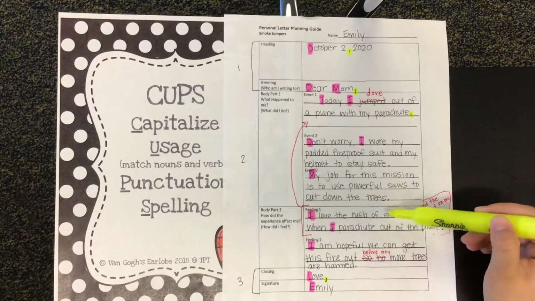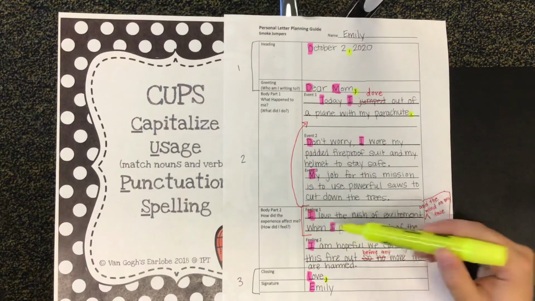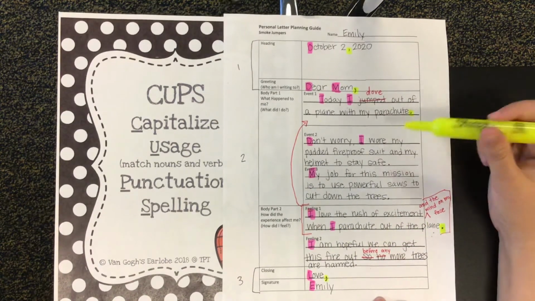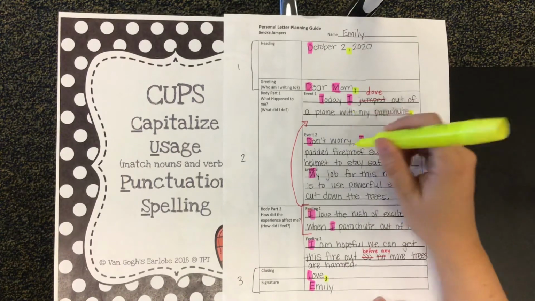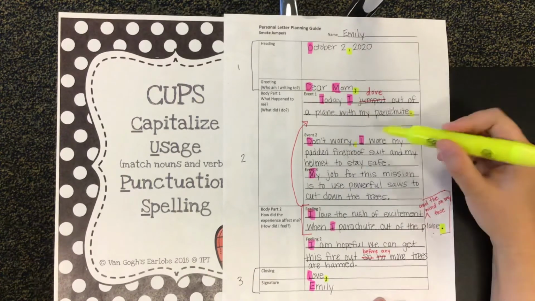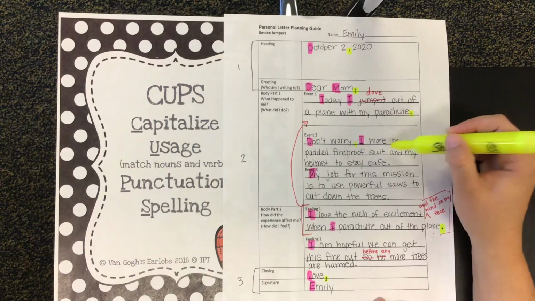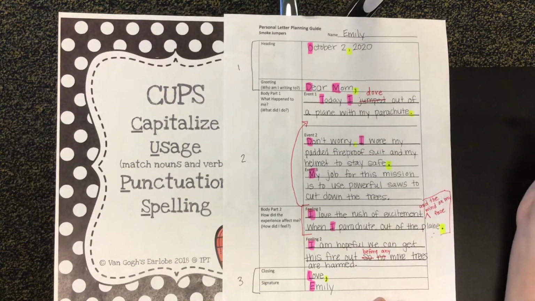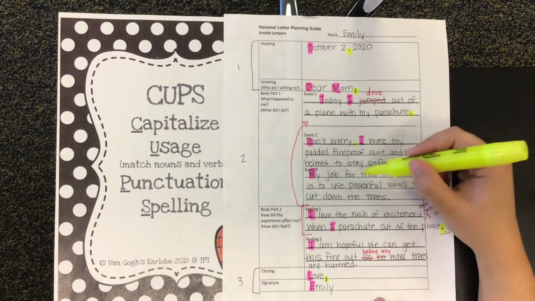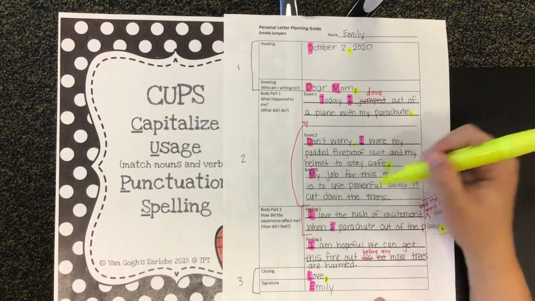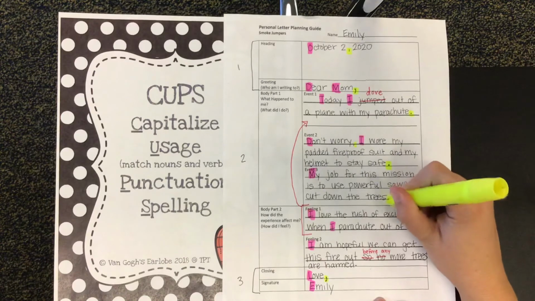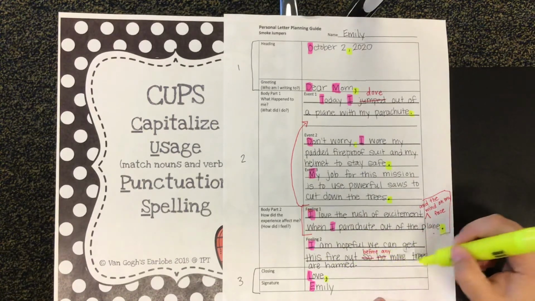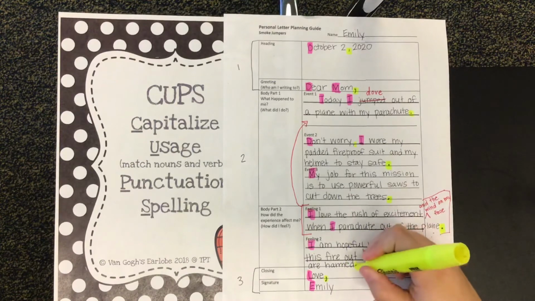I love the rush of excitement and the wind on my face when I parachute out of the plane, period. Don't worry, I have a comma here. I wore my padded fireproof suit and my helmet to stay safe, period. That's the end of my thought, right? My job for this mission is to use powerful saws to cut down the trees, period. I am hopeful we can get this fire out before any more trees are harmed, period.